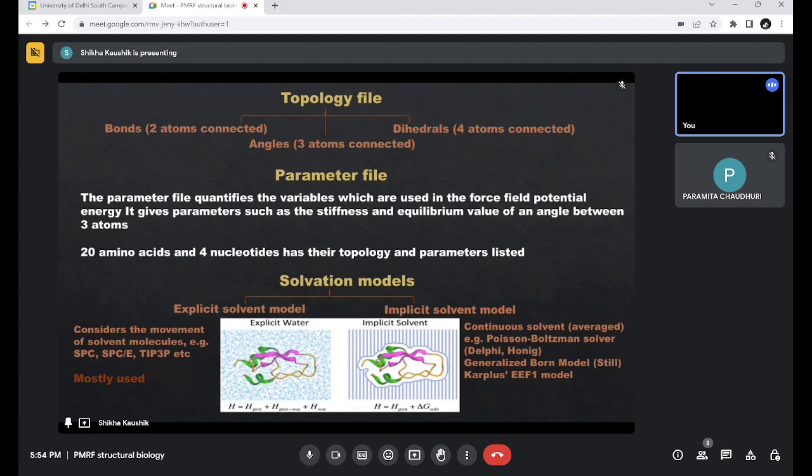Then we have a solvation model. The solvation model is basically providing you the exact environment in which the protein is present. So we have the explicit solvation model, then we have the implicit solvation model. If we talk about the explicit solvent model, we have some examples like SPC, and these are the most used models, where I think sir might have given you some structures on this. These solvation models are actually giving you the exact scenario of how these molecules are present.